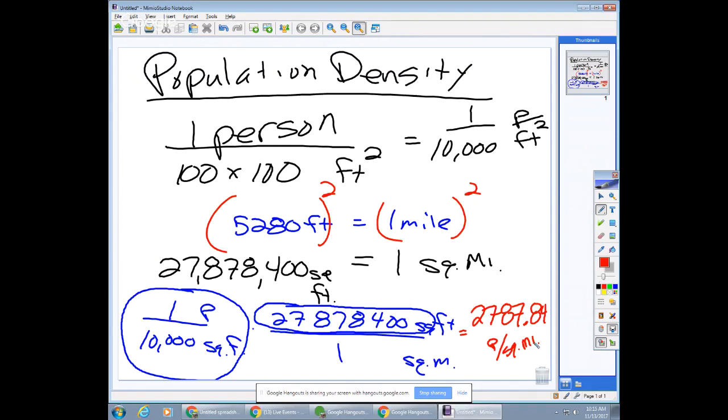So if one person gets 100 by 100 square for their own, inside of a square mile there would be almost 3,000 people. How much space does each person have in that square mile? Each of those 3,000 people has about how much space? 10,000 square feet. Yeah, they have 100 by 100 square, which is 10,000 square feet.